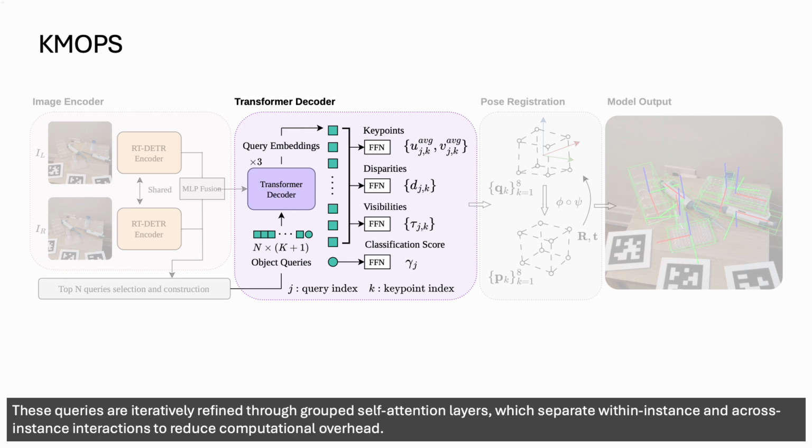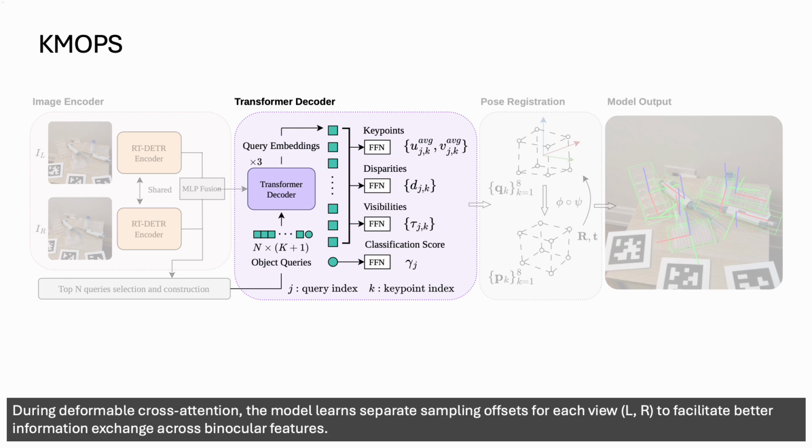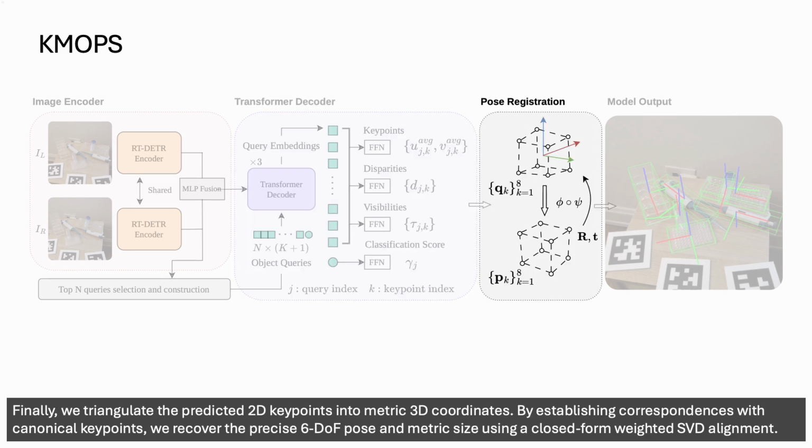These queries are iteratively refined through grouped self-attention layers, which separate within-instance and across-instance interactions to reduce computational overhead. During deformable cross-attention, the model learns separate sampling offsets for the left and right view to facilitate better information exchange across binocular features. Finally, we triangulate the predicted 2D keypoints into metric 3D coordinates. By establishing correspondences with canonical keypoints, we recover the precise 6DoF pose and metric size using a closed-form weighted SVD alignment.